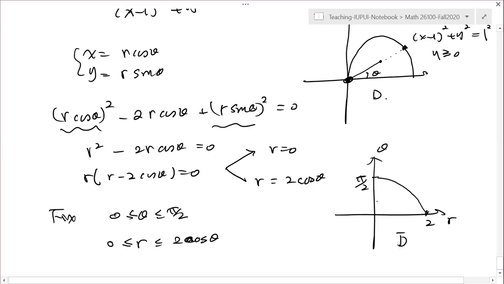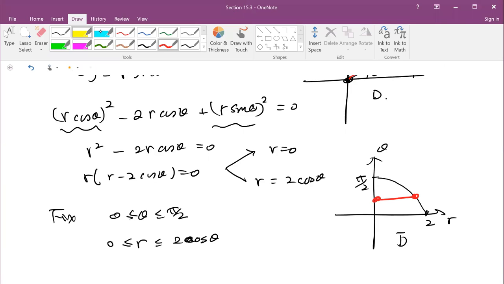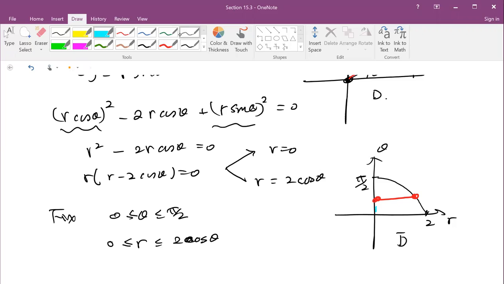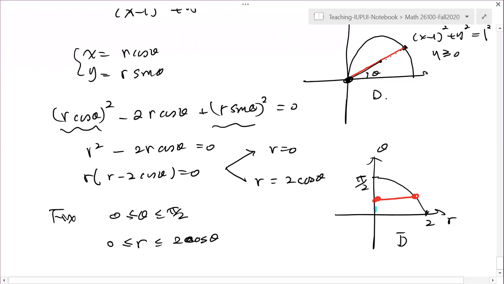For a fixed theta, think about where the line goes. This red line is mapped to here. So when you lift the line from bottom to the top, then you get all the line segments here. So you have another one. Let's choose a different color. No, I don't have other colors. So this is another one, that'll be here.